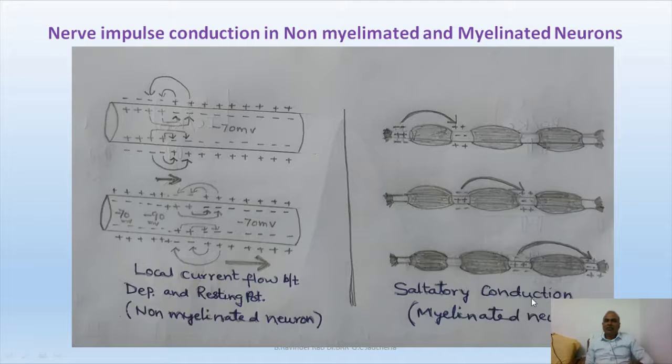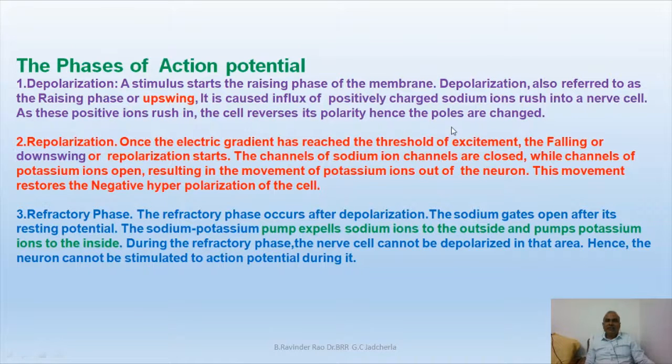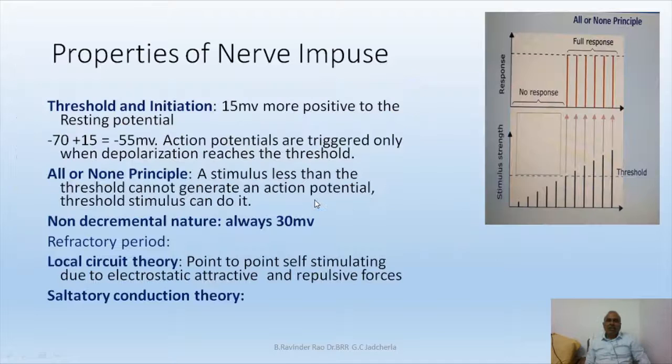So this conduction is known as saltatory conduction. And in saltatory conduction, the movement is very, very fast when we compare it to the local current. But in some invertebrates, there are giant axons, so that somewhat similar speed of the action potential can be generated even without myelinated neurons. And these are the different phases of action potentials. Depolarization is the upswing, repolarization is the downswing, and the refractory period is the phase where sodium and potassium concentrations are restored.